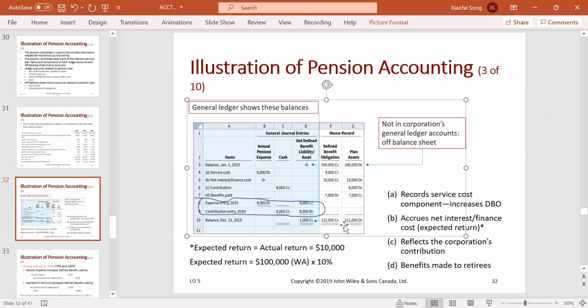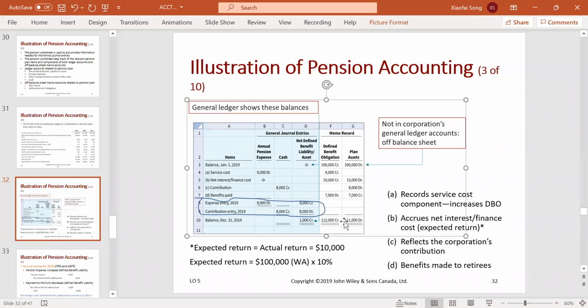And that difference has to be reflected on the balance sheet. And anything that shows in the financial statements, you can't just put it on the financial statements, right? It has to be the natural result of your entries. And so it did. By recording pension expense and by recording contribution, we did enter this $1,000 in here. And that reflects a deficit of the plan.